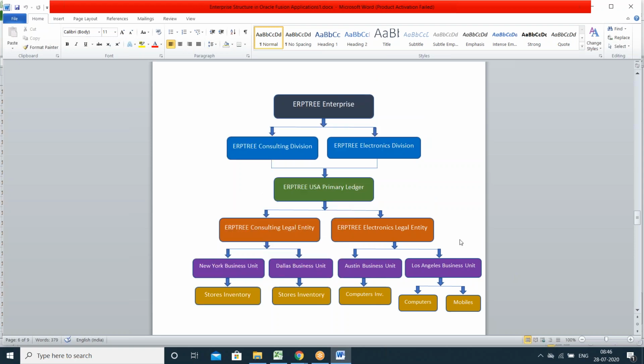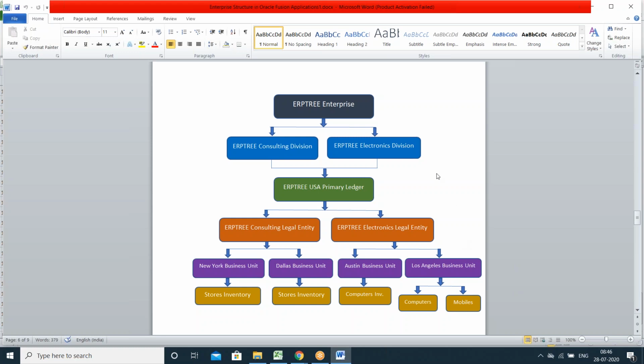If you are going to do the implementation for one company operating the business in the US, running the business with these two different divisions, consulting and electronics, you can just create the enterprise structure in the system as per this slide.